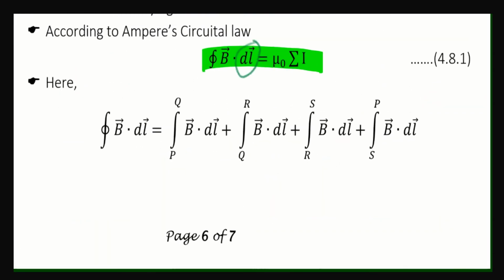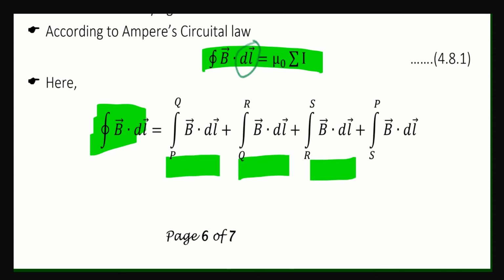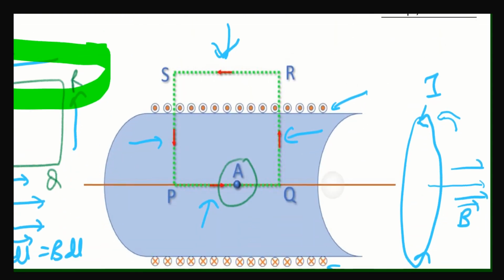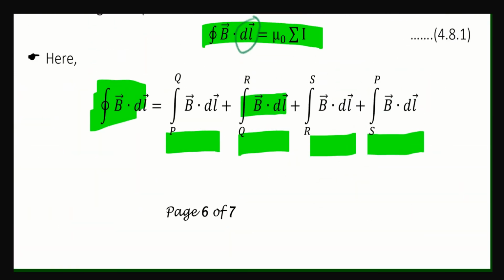See, instead of the closed integration of B dot dl, we consider four integrations: P to Q, Q to R, R to S, S to P. What is the advantage? The advantage is we know that when we go from Q to R, B and dl are perpendicular. This integration will be 0, isn't it? Q to R, you are going up, the magnetic field is here, so the angle is 90. B dot dl will be 0, so this integration will be 0.